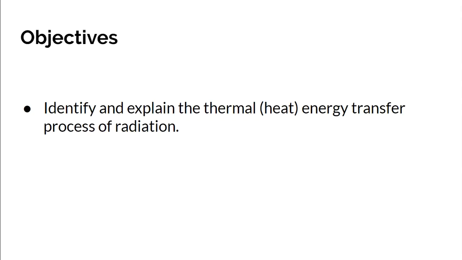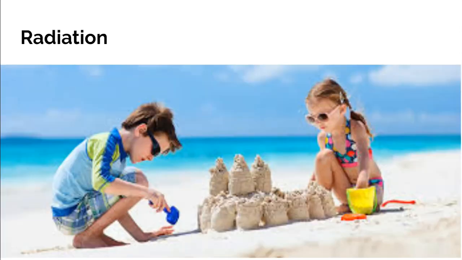Before we talk about the details of radiation, I want you to imagine that you are at the beach on a hot summer day. You can feel the heat of the sun on your skin, and you feel the need to dip in the sea or pool to cool down. How does the heat reach our body from the sun even though it's 150 million kilometers away from the earth? And what's the method of thermal heat transfer?